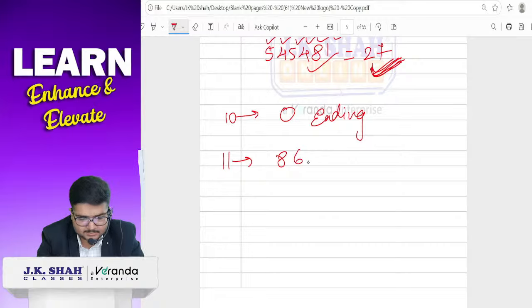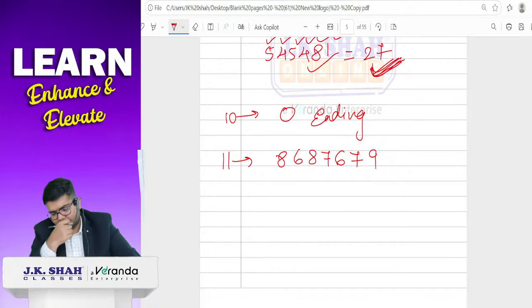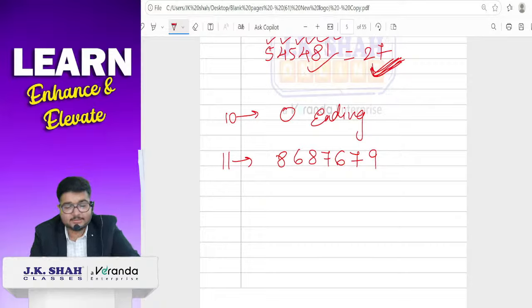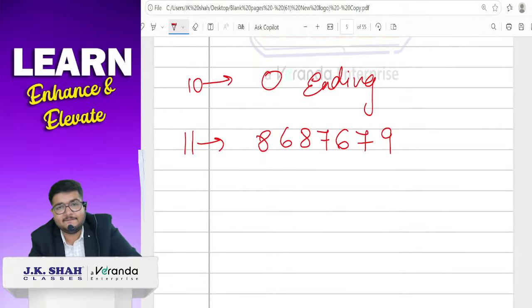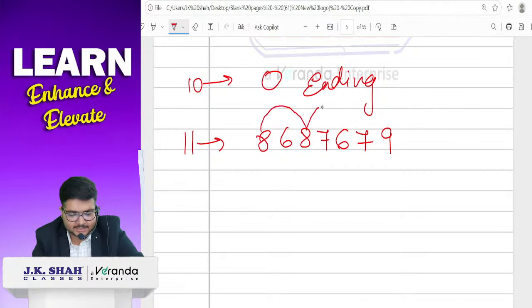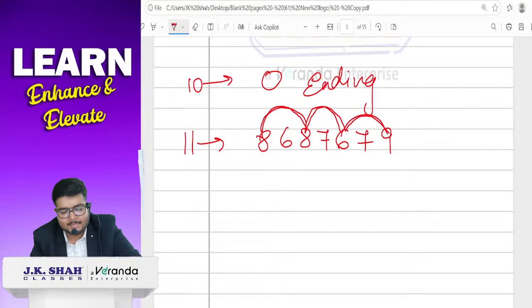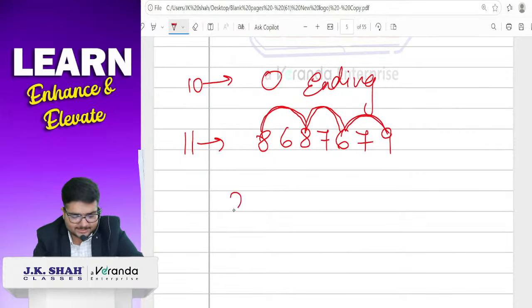8 6 8 7 6 7 9. Now let us do divisibility of 11. Now the divisibility rule of 11 is very interesting. Please pay attention here. You have to add alternate digits 8, 8, 6 and 9. Understood? Let us add all the alternate numbers.